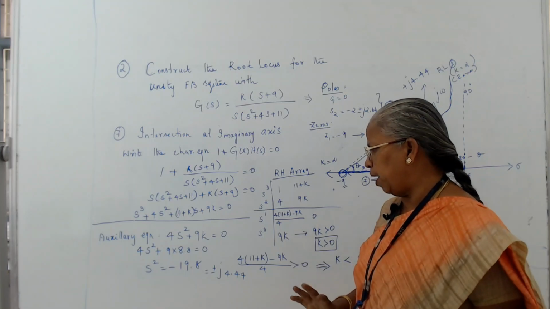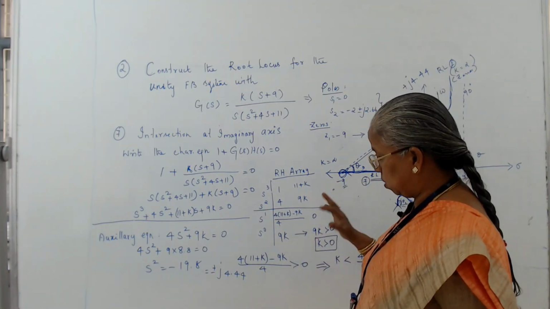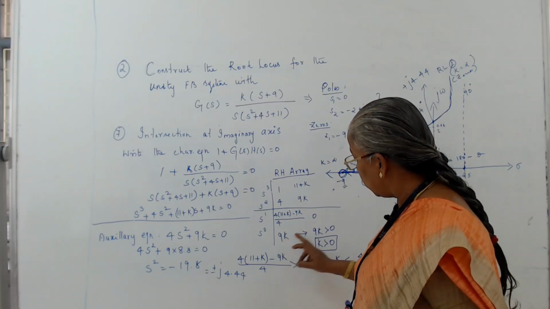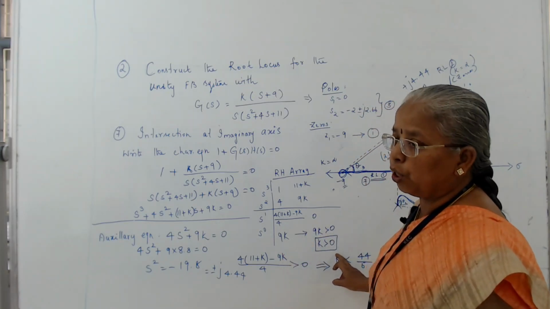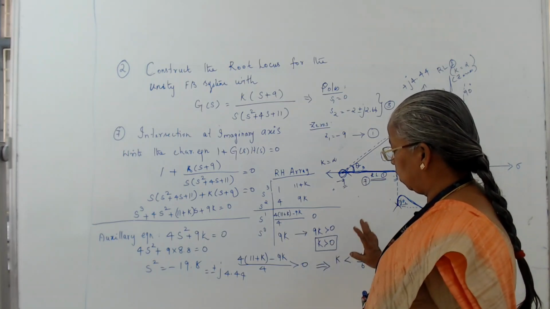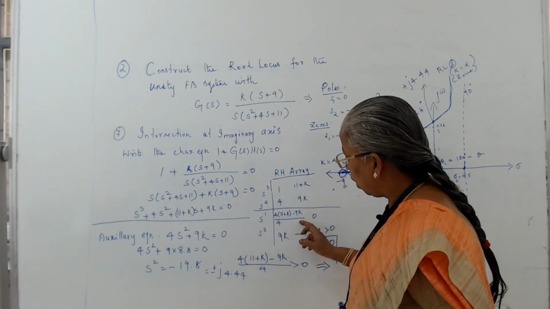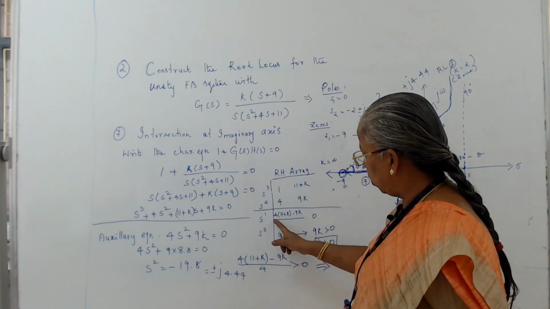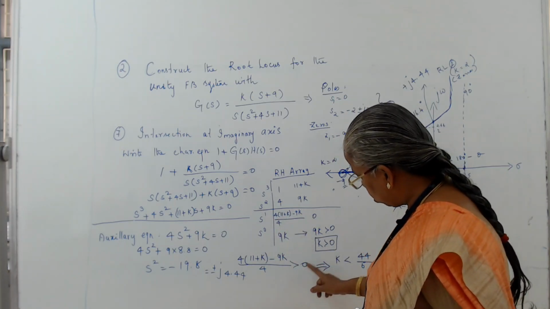So this shows that the last row is 9k. So I need to make the system stable, right? If I want to make this system stable, then this 9k should be greater than 0. That indicates that k should be greater than 0. So therefore k is greater than 0. That I have found out. So then comes to the s power 1 value. Now this value I need to calculate. That is (4 into (11 plus k) minus 9k) divided by 4, which should also be greater than 0.